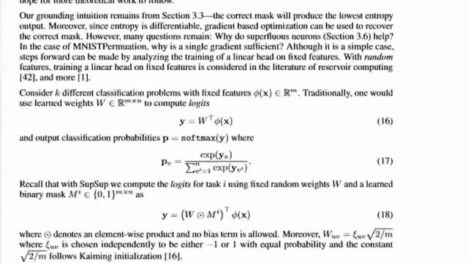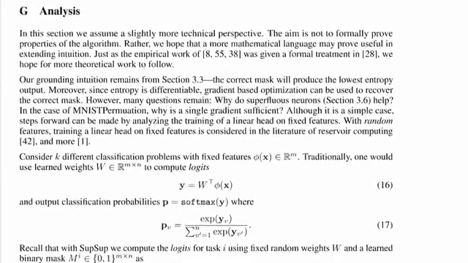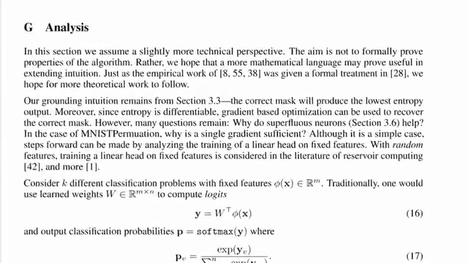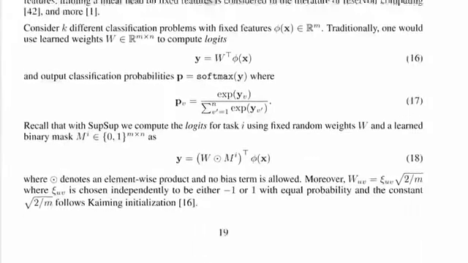But there is an entire chapter in the appendix where the authors do a more in-depth theoretical analysis of that, which is not necessary for them to do, so I really enjoyed reading that, and it gave me a better intuition of what this G objective does. Here they say the aim is not to formally prove properties of the algorithm, rather we hope that a more mathematical language may prove useful in extending intuition. Okay. So again, that's pretty cool.